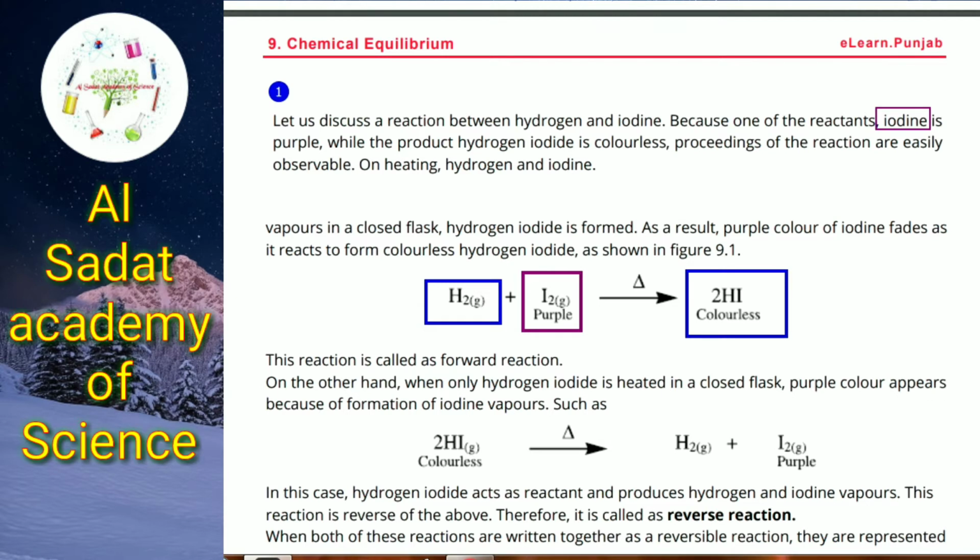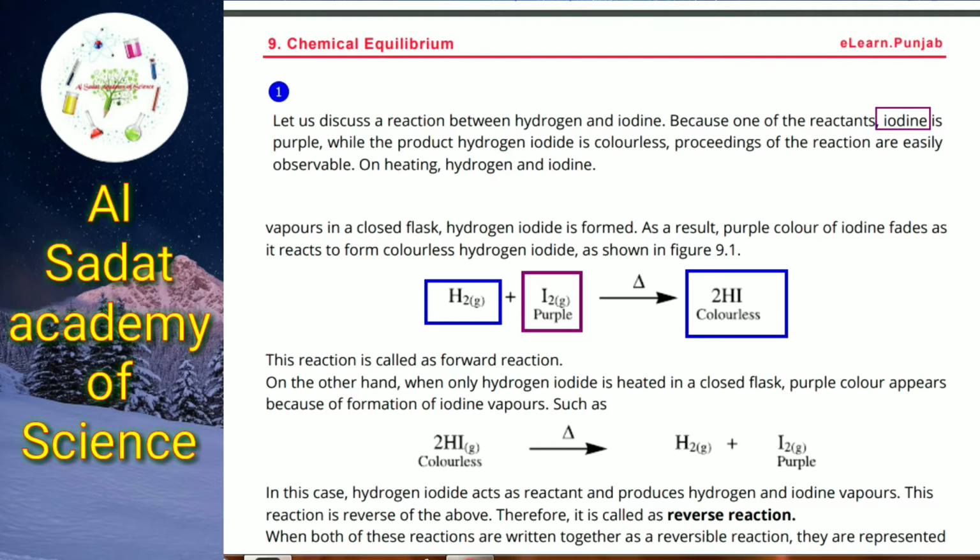Both of these gases are colorless, and if the purple color is becoming more and more concentrated, it means that iodine is being produced. If the purple color fades out, it means that iodine is being consumed and hydrogen iodide is formed. The purple color of iodine fades as it reacts to form colorless hydrogen iodide, as shown in figure 9.1.